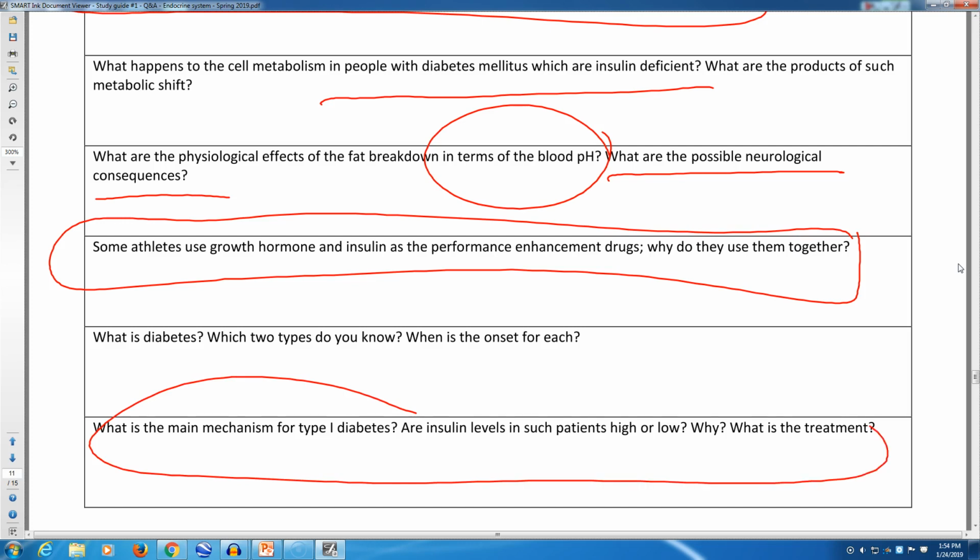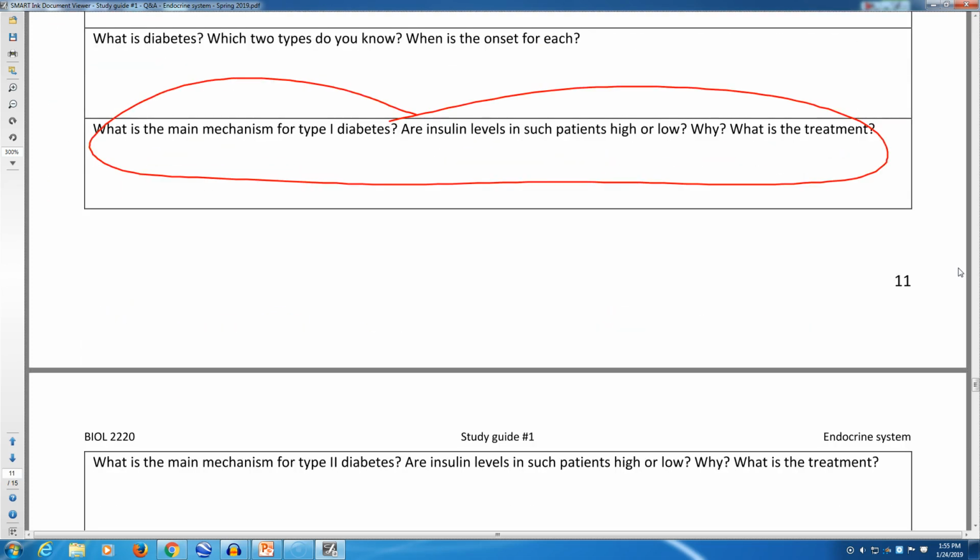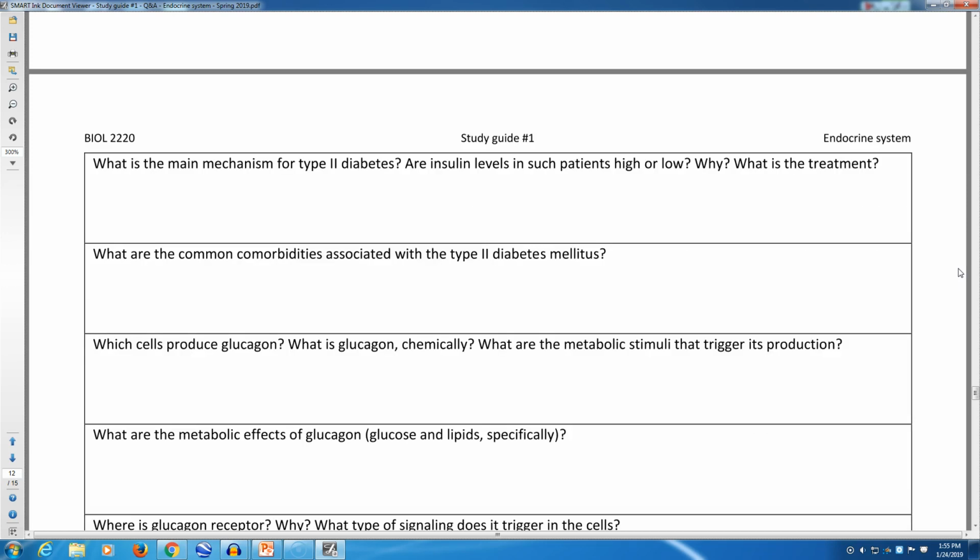Type 1 diabetes, lack of insulin. So in patients with type 1, insulin levels are low, glucose levels are high. Treatment, insulin. Type 2, insulin resistance. So insulin levels are normal or high. Treatment is lifestyle changes. Comorbidities associated with type 2: obesity, metabolic syndrome, hypercholesterolemia, all those lifestyle things.